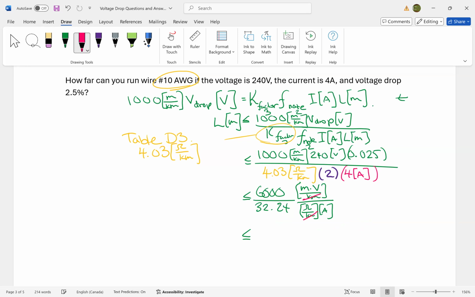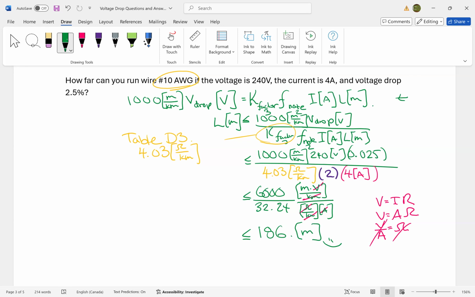I have a kilometer up here and a kilometer down here that can cross out. I have a volt over an amp, which is the same as an ohm because V equals IR. Voltage equals current times resistance. Therefore, voltage over current is equal to resistance. So I can cross those out, and I'm left with just meters. So that's 6,000 divided by 32.24, which gives me 186 meters. I'm happy that I see meters in there, and that makes sense.